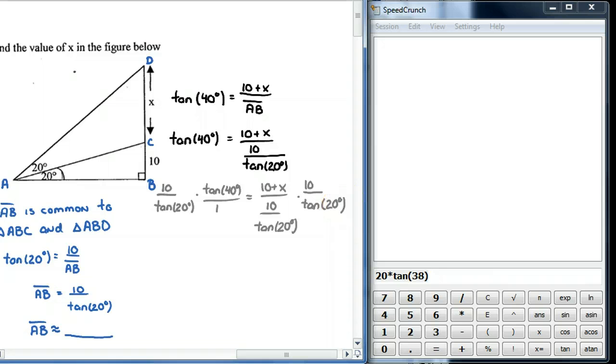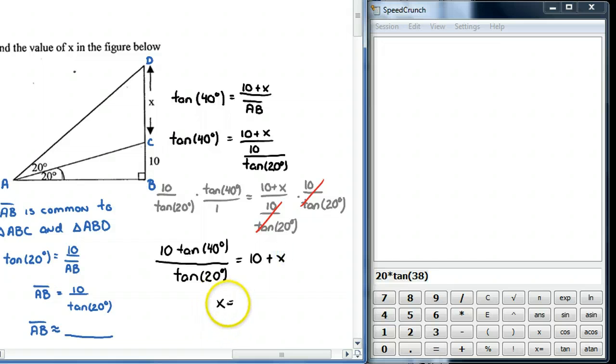The reason is because this is an intermediate step that often I wouldn't write. What happens here is I multiply both sides by 10 over tan 20 degrees. These are going to cancel out. So now I'm going to end up with 10 tan of 40 degrees divided by tan of 20 degrees equals 10 plus x. So therefore x is equal to 10 tan 40 degrees divided by tan of 20 degrees minus 10.